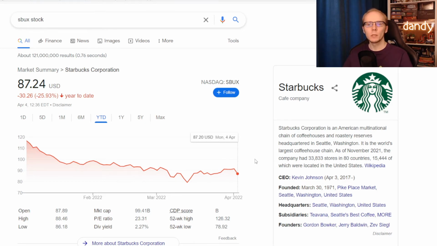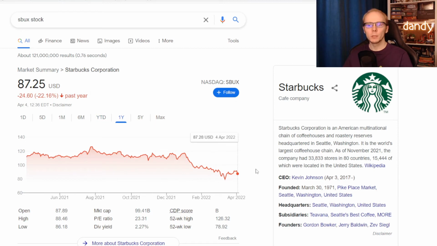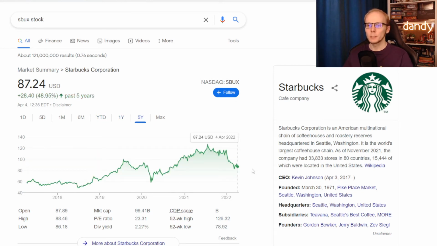The stock was being extensively sold in 2022, down 25.93%. In 1 year it's a bit better, but still lower for 22.16%. And they did see an increase in the last 5 years, going from $58 in 2017 to over $87 now, up for 48.95%. As there have been some selling recently, the price earnings went lower to 23.41, and the dividend is getting more attractive, currently at 2.27%.